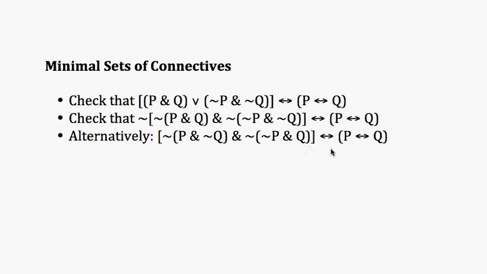Another way to do it would be this. This is perhaps a little bit more appealing. P if and only if Q means that P and Q have the same truth value. This says their truth values don't differ in this way, and their truth values don't differ in this way. So that's another way of saying that they have the same truth value and that P if and only if Q is true.